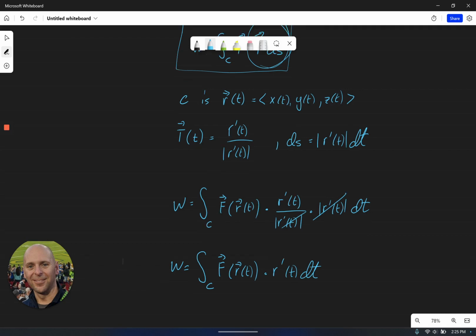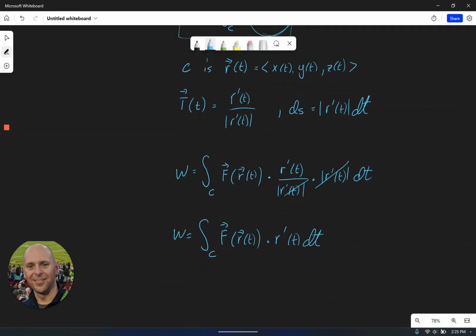And this is generally a much more usable formula because, of course, when we're presented with one of these problems, we're often given whatever our force field is, and we're given some parametric form for the equation of the curve. So this gives us the ability to evaluate this much more directly. The only other thing I'll add here is that it's not unusual to take this particular expression, r prime of t dt, and rewrite it as its own little differential.